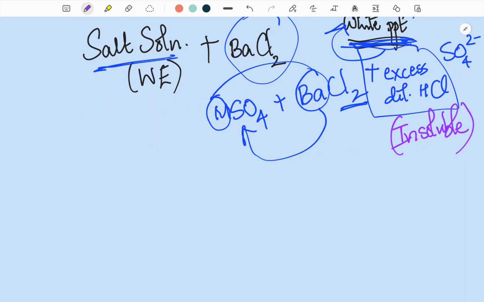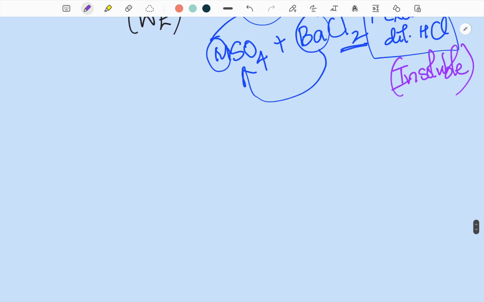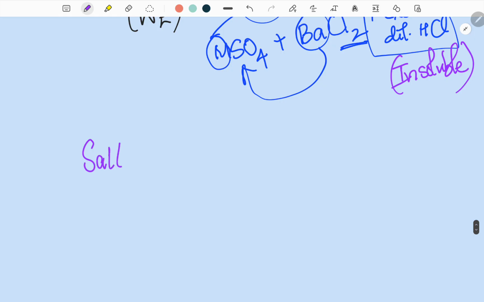Now the next ion, the last anion, is phosphate. So for phosphate, what you need to do is take the salt. Again, here we are using just the salt. Only for sulfate we are using salt solution. So to the salt, we need to add concentrated nitric acid, and you need to add ammonium molybdate.